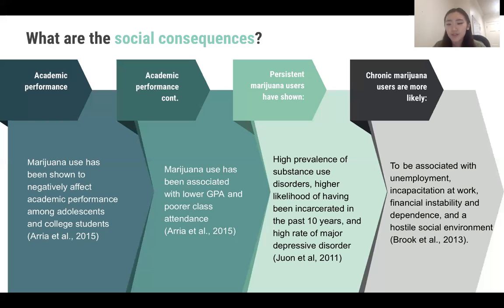And incapacitation at work could also be explained by diminished cognitive functioning as a result of marijuana use, which can lead to limited ability to perform work-related tasks. There's also evidence that continued use of marijuana can lead to changes in the structure and function of the brain, which again could interfere with these work-related tasks. The same study also found that chronic marijuana users were more likely to experience financial instability and financial dependence.